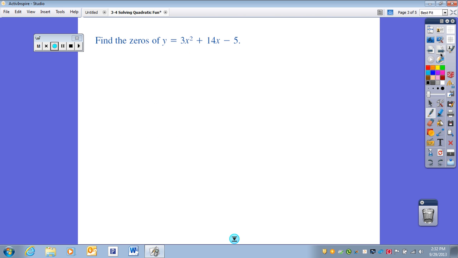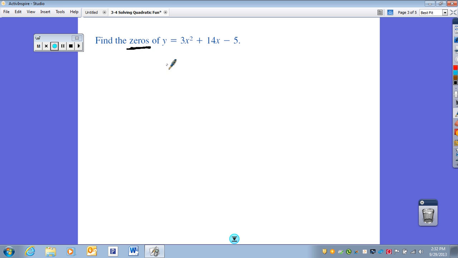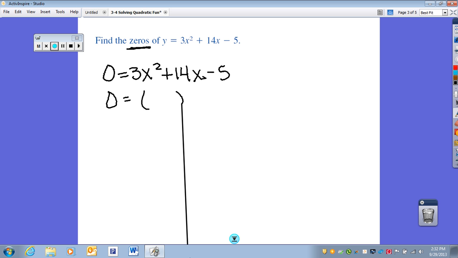Here's our next example. Find the zeros of y equals 3x squared plus 14x minus 5. Remember in our vocabulary that the word zeros is also our term for solutions. So we're going to take our first step by replacing the y with 0, and then we're going to factor to solve. First, I take a look if we have any common monomial factor. 3x squared, 14x, and negative 5. We don't. So we are going to factor, and it doesn't appear to be a special pattern.